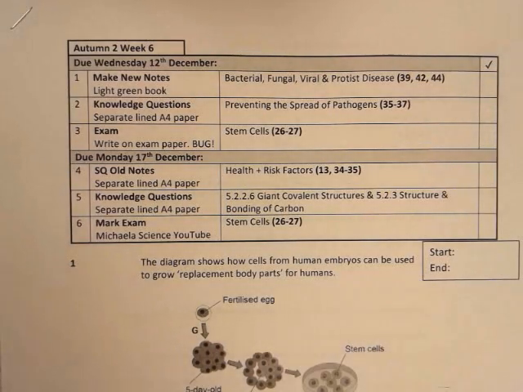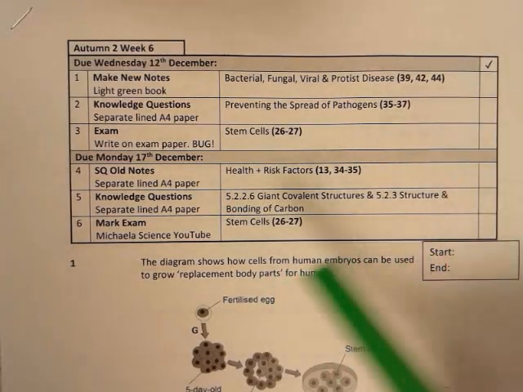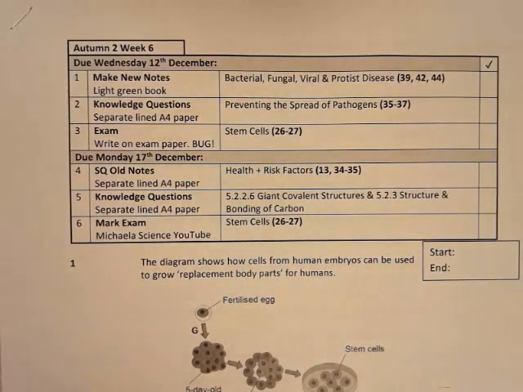I'm going to do annotations in a blue pen and I'm going to write in the correct answers in a green pen. So let's have a look at question 1 and let's have a look at this diagram. It says it shows how cells from human embryos can be used to grow replacement body parts for humans. So let's just work our way down the diagram.